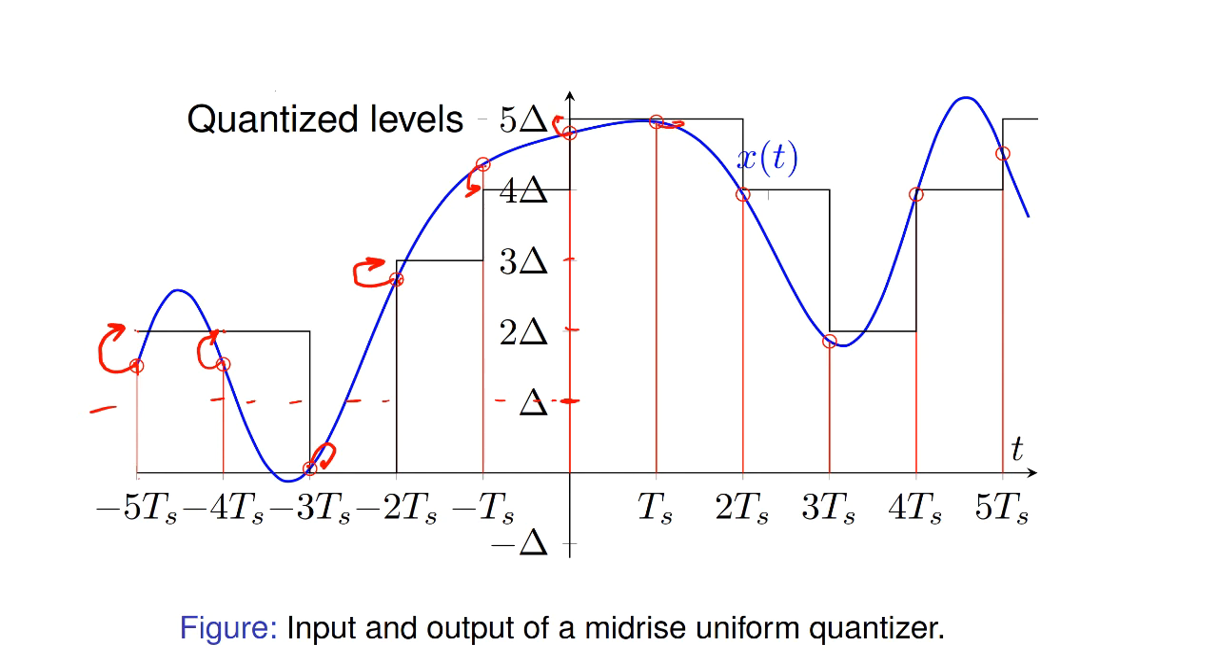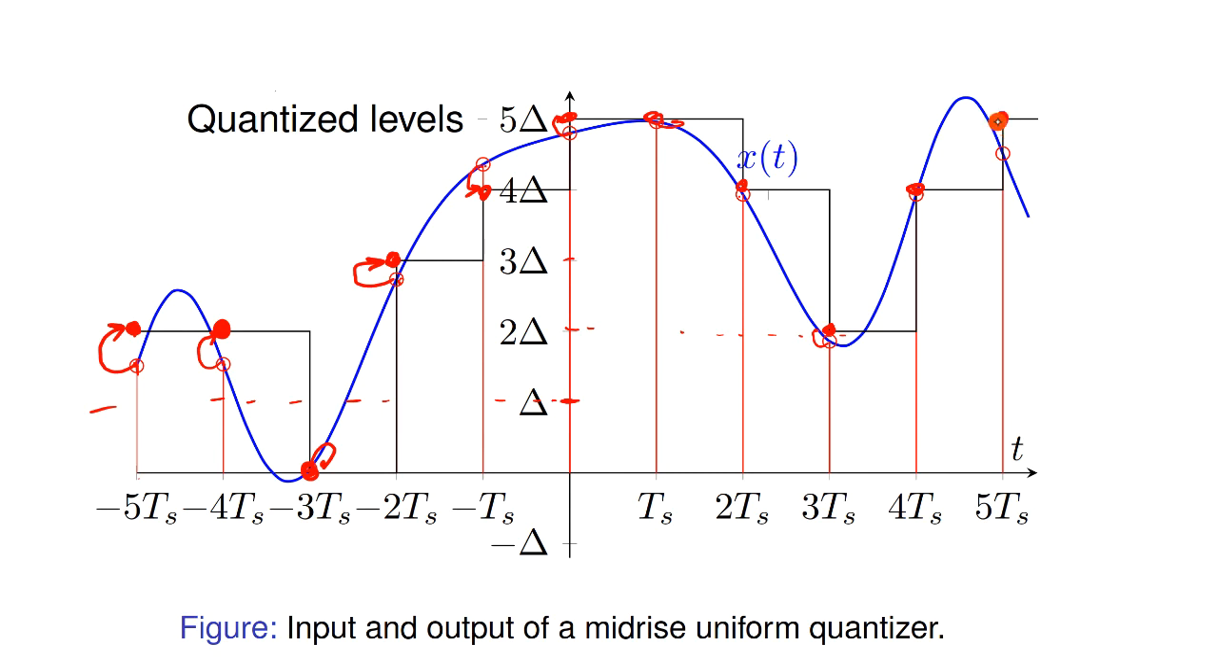This sample I map to 5 delta. This sample I map to 4 delta, it is very close. This sample is close to 2 delta, I map it here, you see. And at 4 TS, I map it to 4 delta, and at 5 TS, I also map it here. So this is my quantized value here, and here, and here, and here.